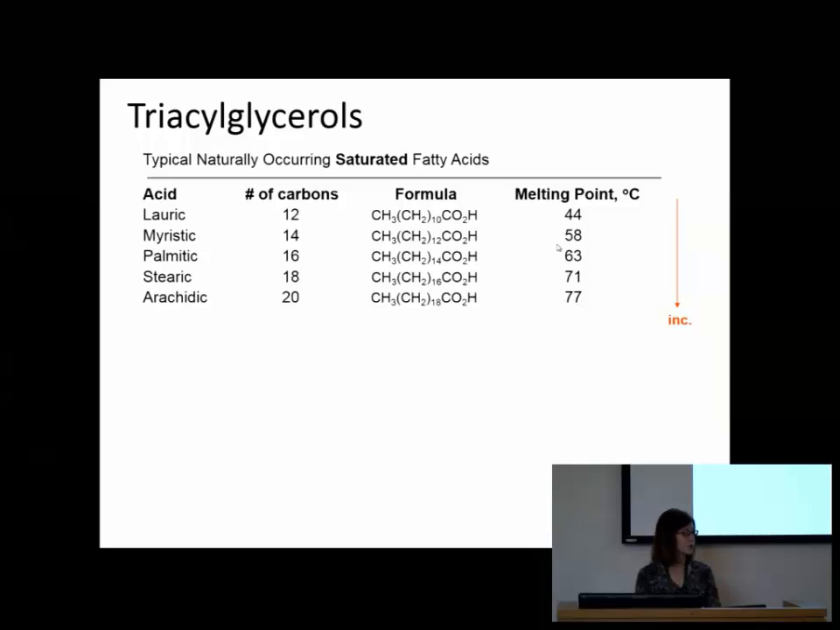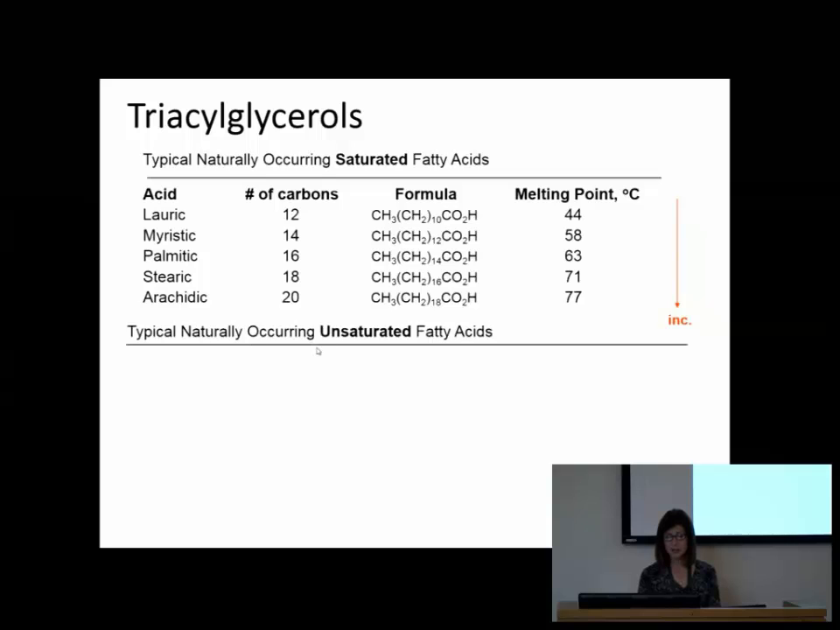How about unsaturated fatty acids? 16 carbons, 63 for the melting point, minus 0.5 for the melting point. Holy cow. Look at that. For a 16 carbon chain length, if it's saturated, the melting point is 63. If it's unsaturated, just with one double bond, it's minus 0.5. So one double bond has that much of an effect.